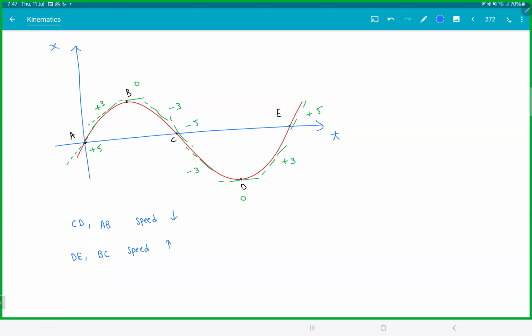Is that clear, everyone? So this is a multiple choice question. There are two answers. You just need to see where the magnitude of the slope is increasing. I don't care about the direction or the sign. We are just interested in the magnitude.